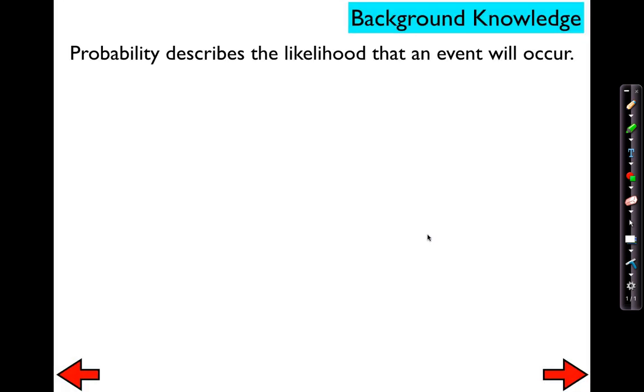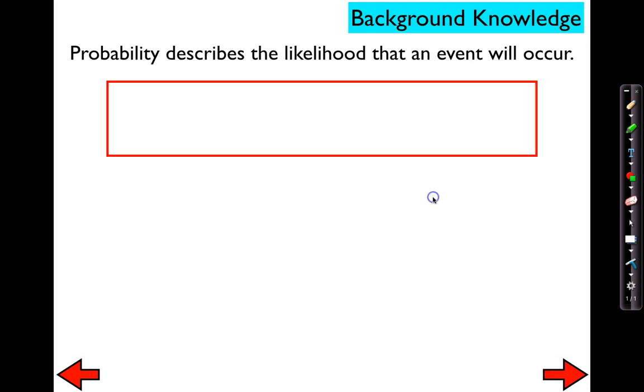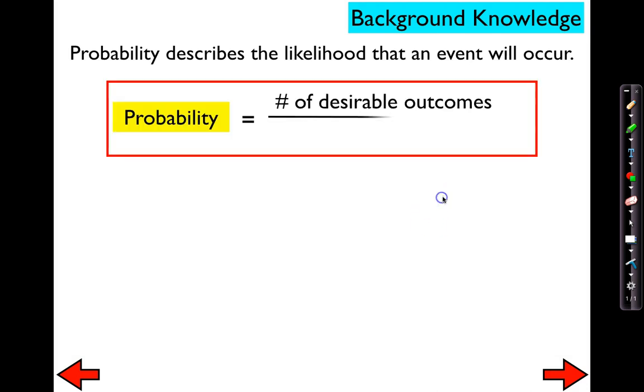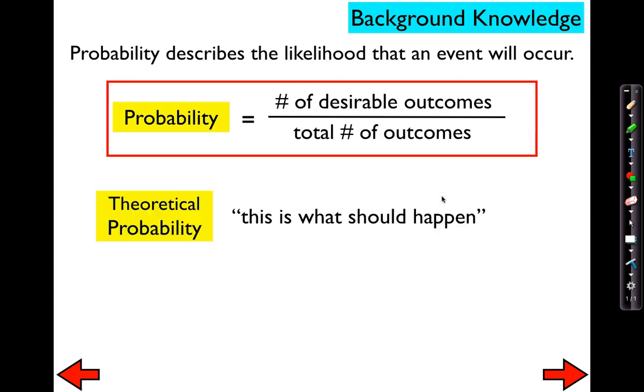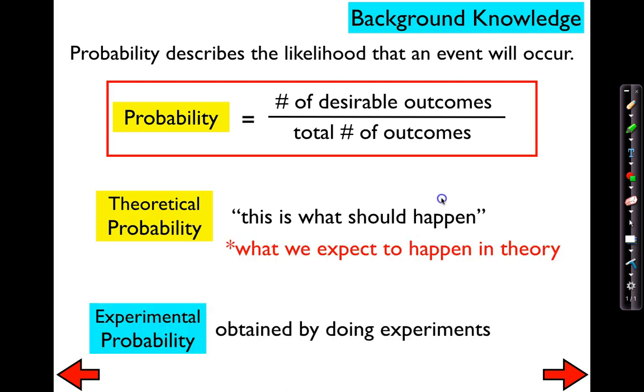Probability basically describes the likelihood of an event occurring. We usually describe it as the number of desirable outcomes over the total number of outcomes. Theoretical is what should happen, and experimental probability is what ends up happening. Okay, so there's a difference there. This is what we expect to happen, and this is what actually does happen.